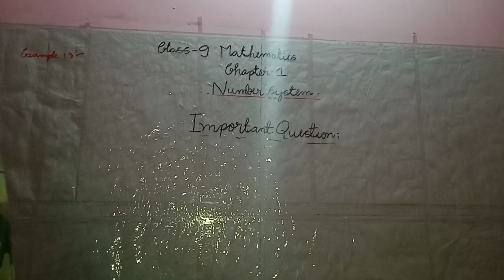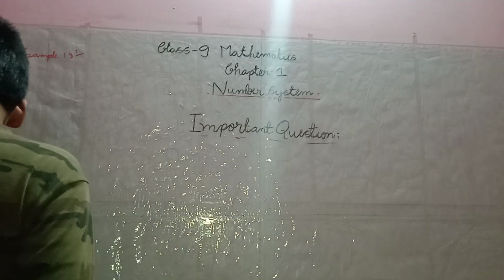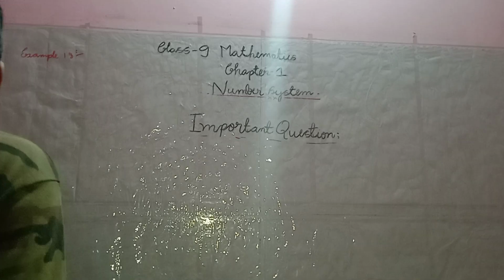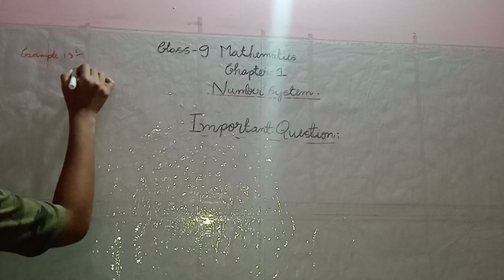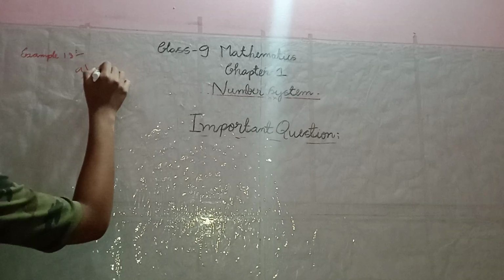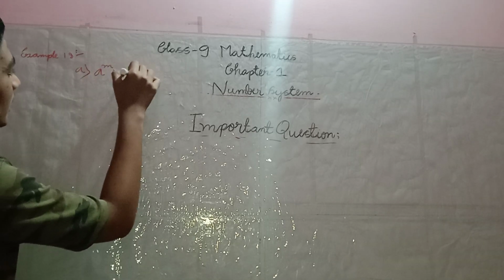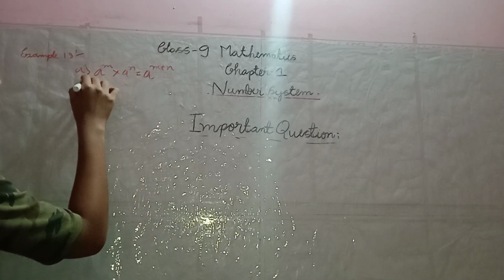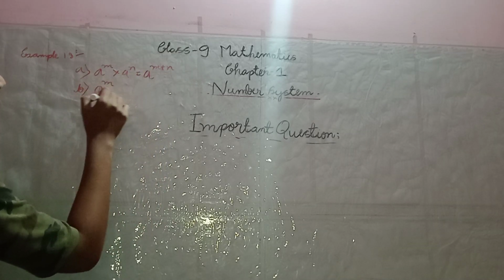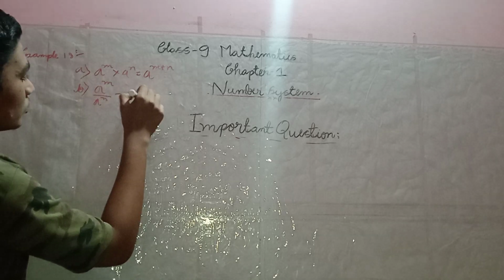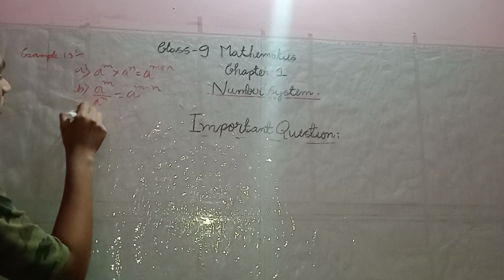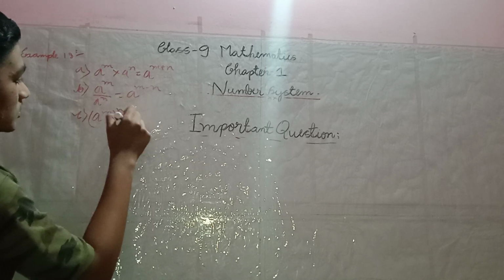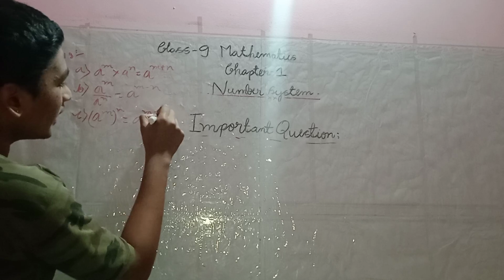The next question is exercise 1.6, in which all the questions are important. Practice well. This is on laws of exponents. There are basically 5 laws. The first is a to the power m into a to the power n equals a to the power m plus n. The second law is a to the power m divided by a to the power n equals a to the power m minus n. The third law is a to the power m whole to the power n is equal to a to the power mn.